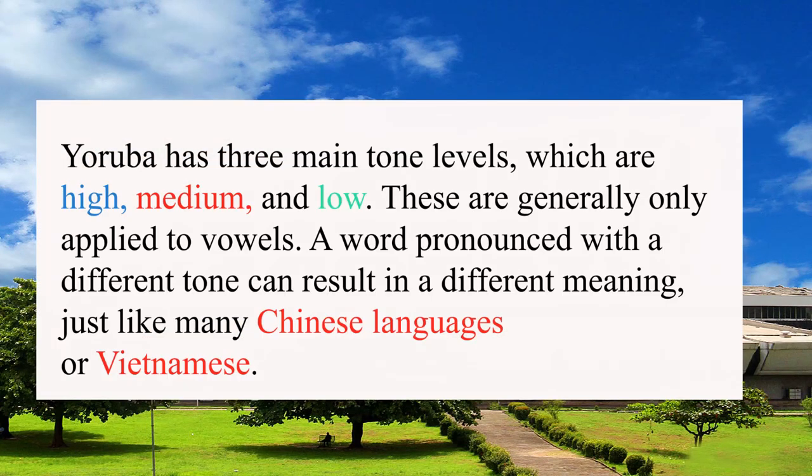The tonal system. Yoruba has three different sorts of tones: the high tone, the medium tone, and the low tone. Changing a tone in a word can result in a different meaning for that word. This is very similar to many Chinese languages or Vietnamese. Look at some of these examples.